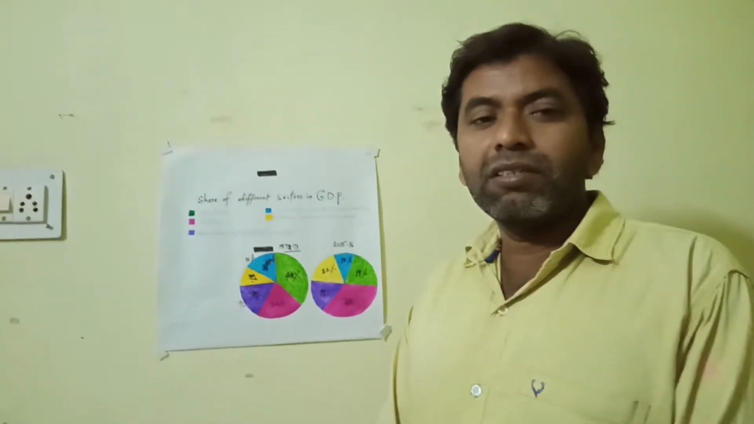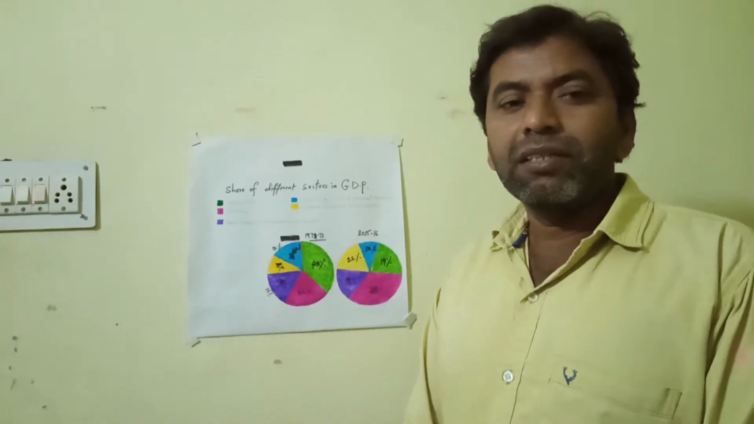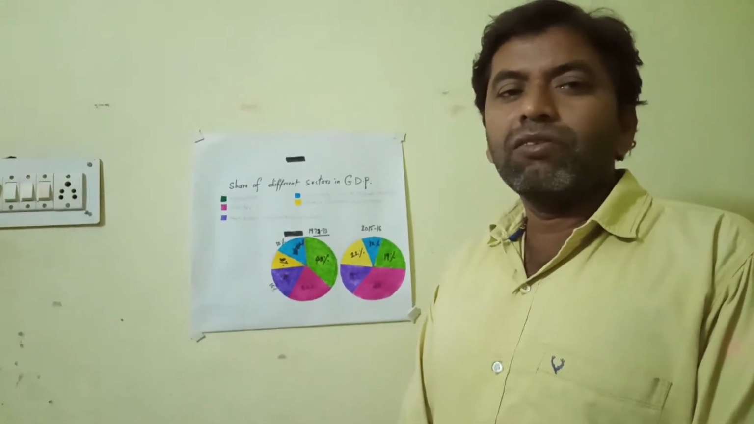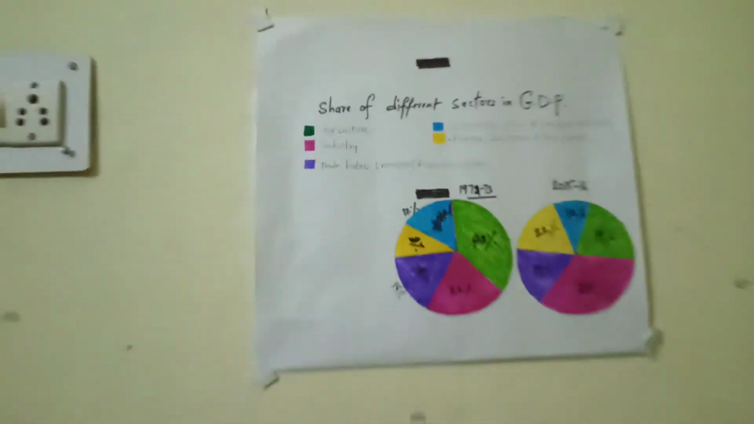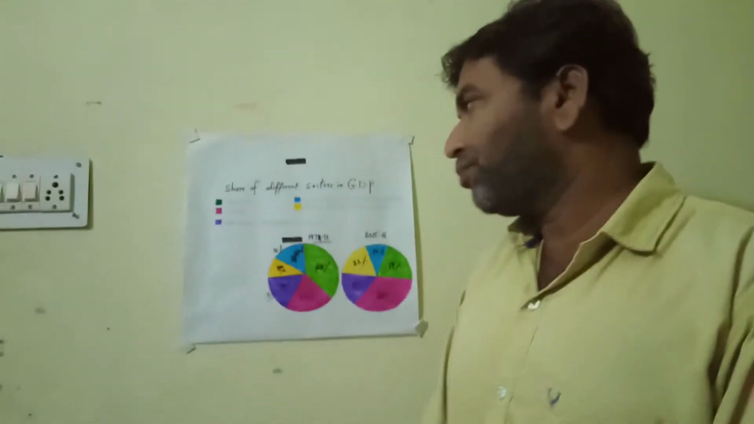Good evening, students. Today we are going to learn a small topic from the lesson Production and Employment. Today, you know what GDP is, and today we look at the shares of different sectors in GDP in two different financial years.